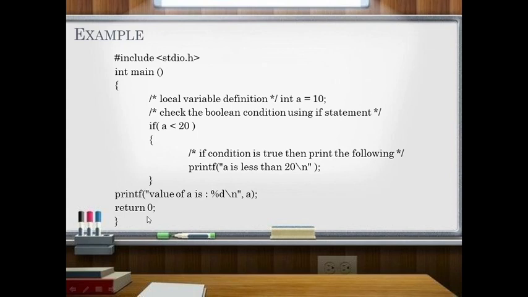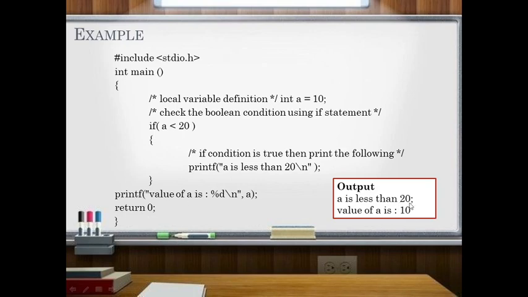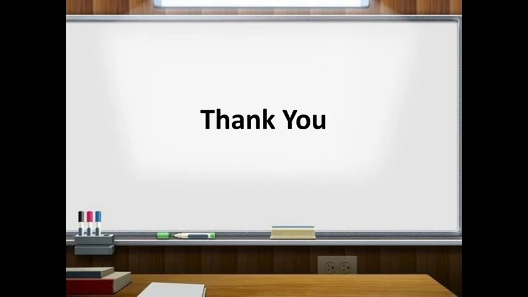What will be the result now? "a is less than 20" and then this statement always executes, printing the value of a. This statement executes whenever the condition is true, and this last statement executes on both, whether it is true or false. We haven't written an else part, so all the remaining statements will be executed. It comes out of the control. That is the output of the program.